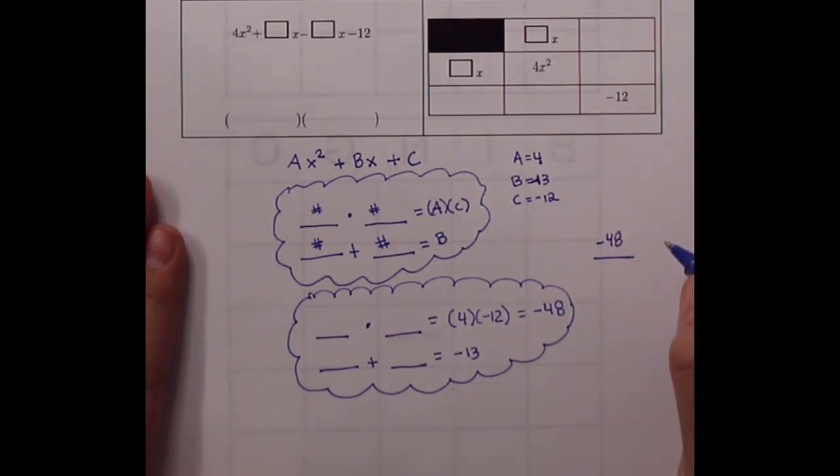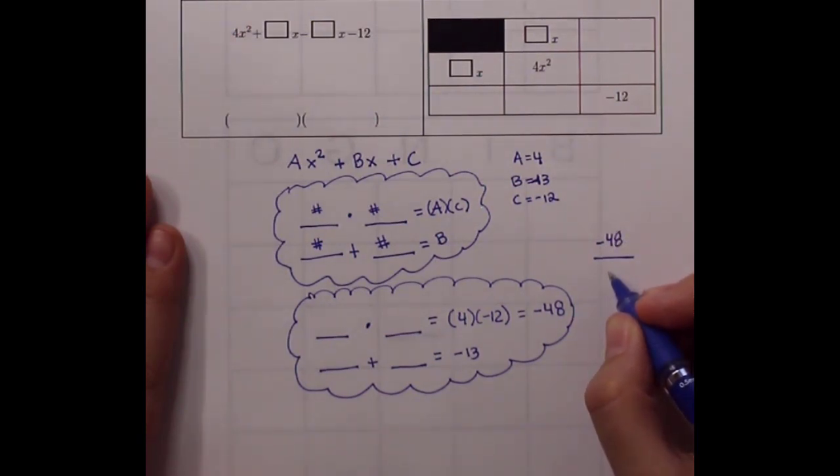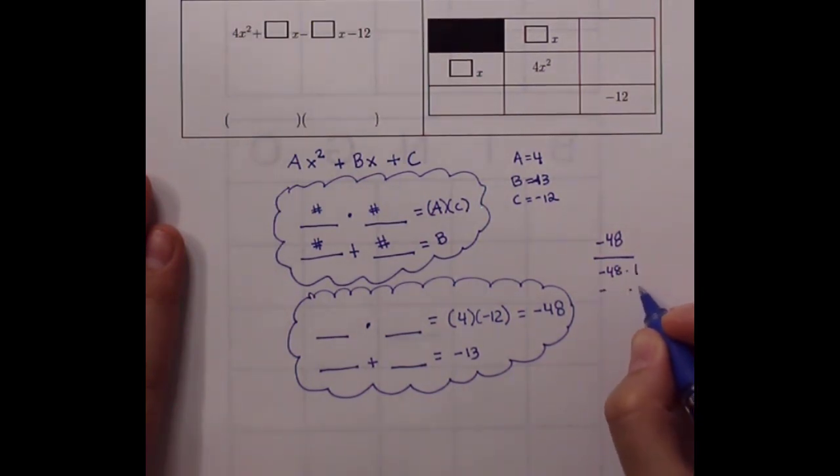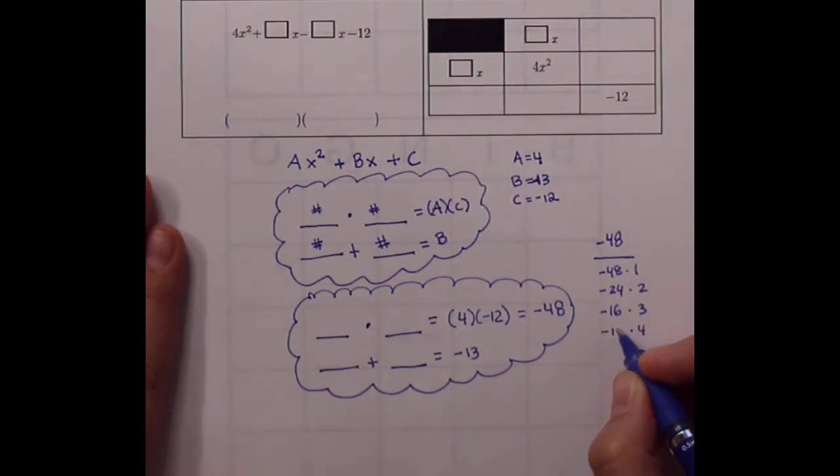Okay, so negative 48. It's negative 48 times positive 1. Let's go with 2 first in the back: it's negative 24 times 2. 3 goes into it if you multiply by negative 16. 4 goes into it if you multiply by negative 12. 5 does not, it doesn't end in a 5 or 0. 6 does go into this if you multiply by negative 8. And that's it. We're starting to get too close.